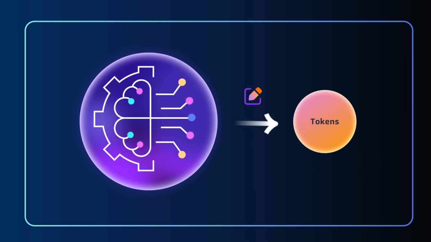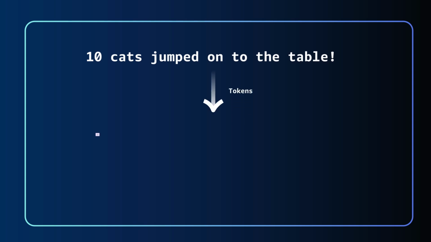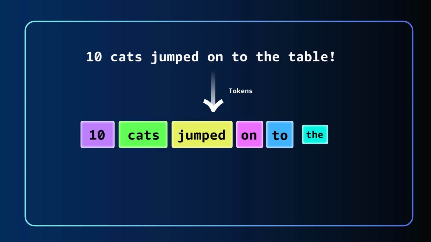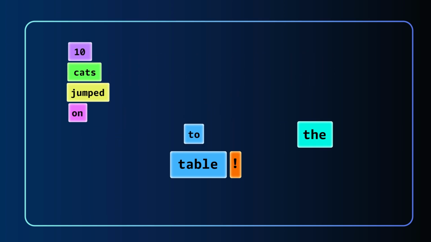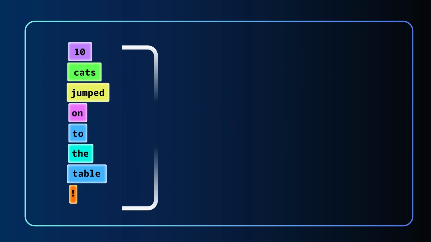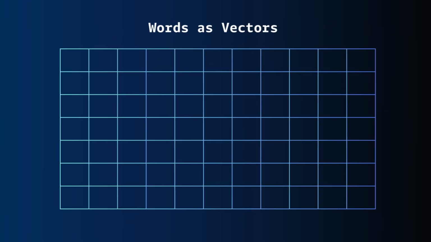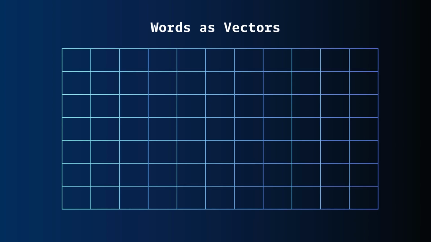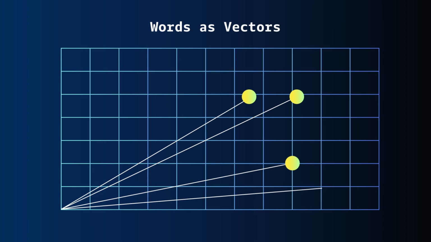For example, the sentence, "10 cats jumped onto the table!" might be broken into 8 tokens, 1 for each word and 1 for the exclamation point. The model uses the tokens to employ a technique called embedding, which stores and represents related information as high-dimensional vectors. A vector acts like a set of coordinates that pinpoints a location in this multidimensional space.